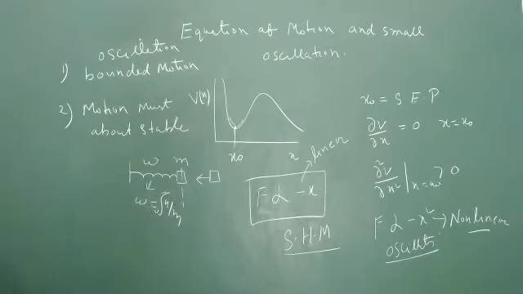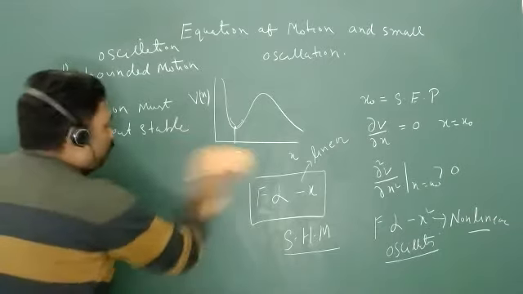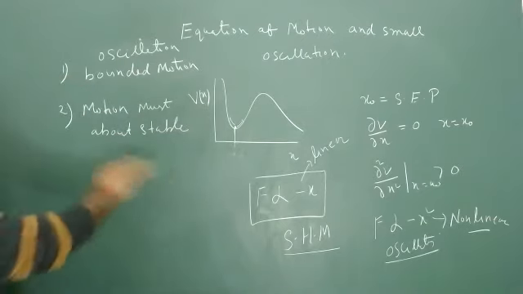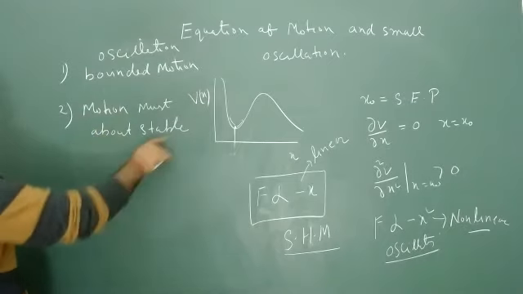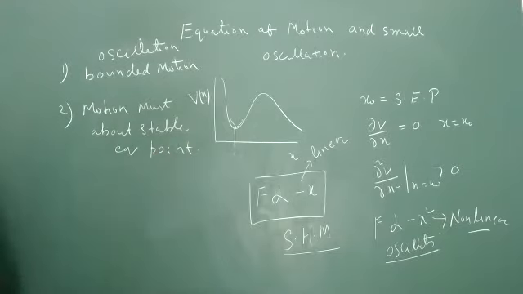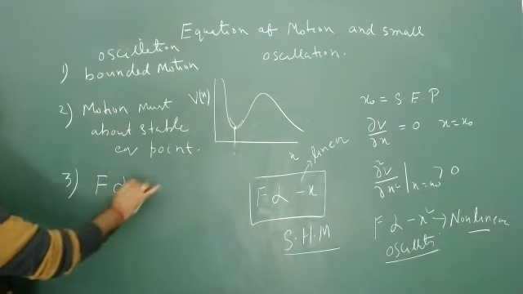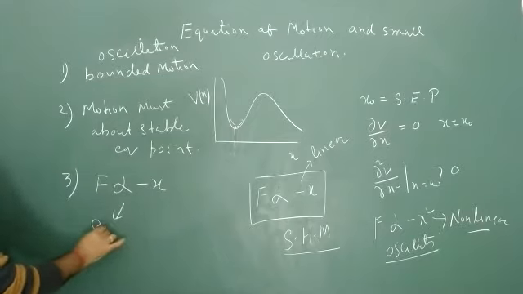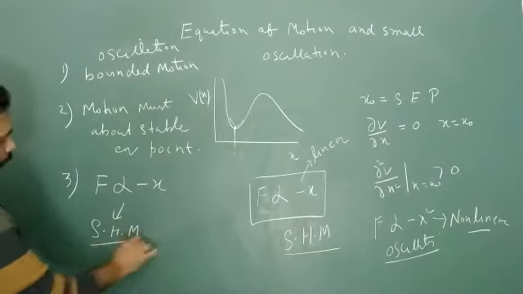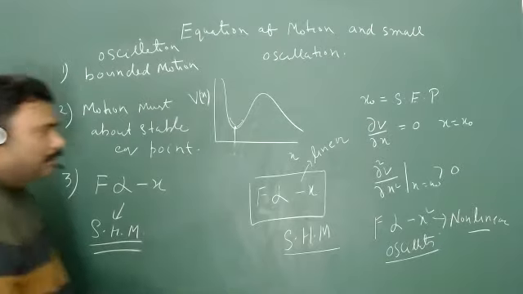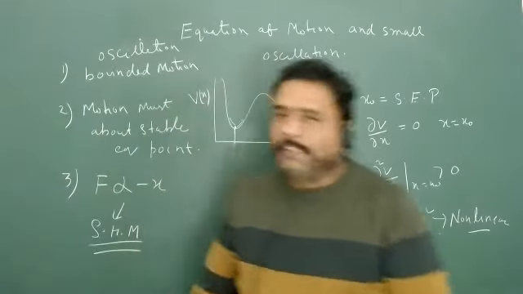Always keep in mind that a small oscillation cannot happen about an unstable equilibrium point. So motion must be about a stable equilibrium point. And third, if your force is proportional to minus x, then this is identified as simple harmonic motion, and sometimes you can just say this is a small oscillation kind of situation.